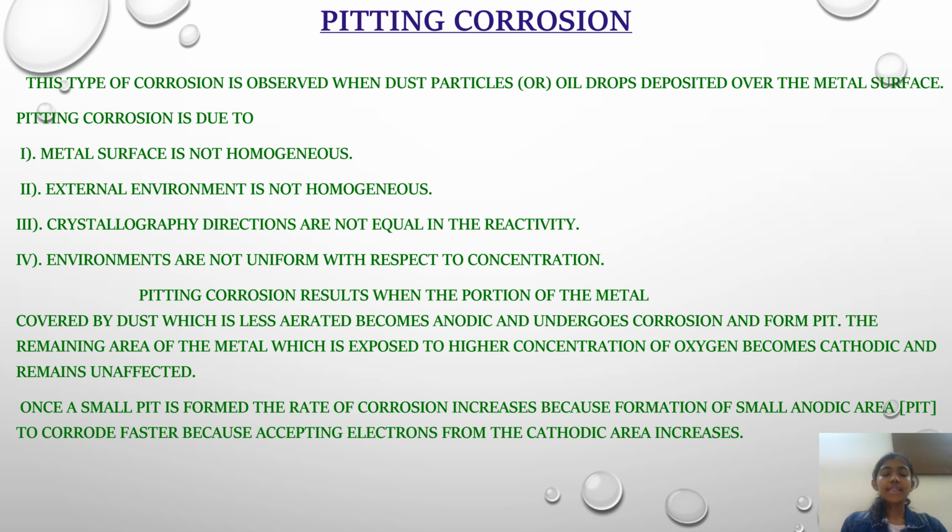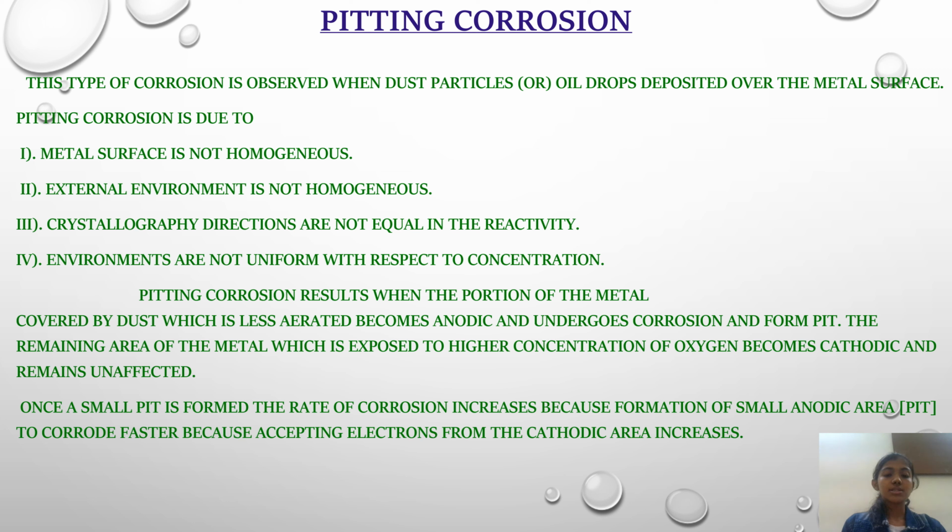Pitting corrosion. This type of corrosion is observed when dust particles or oil drops are deposited over the metal surface. Pitting corrosion mainly occurs due to four reasons. First, when metal surface is not homogeneous. Second, when external environment is not homogeneous. Third, when crystallography directions are not equal in the reactivity, or when environment is not uniform with respect to concentration.